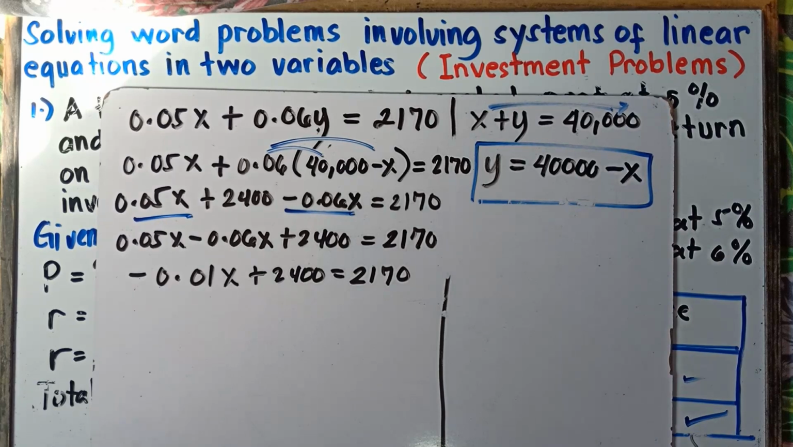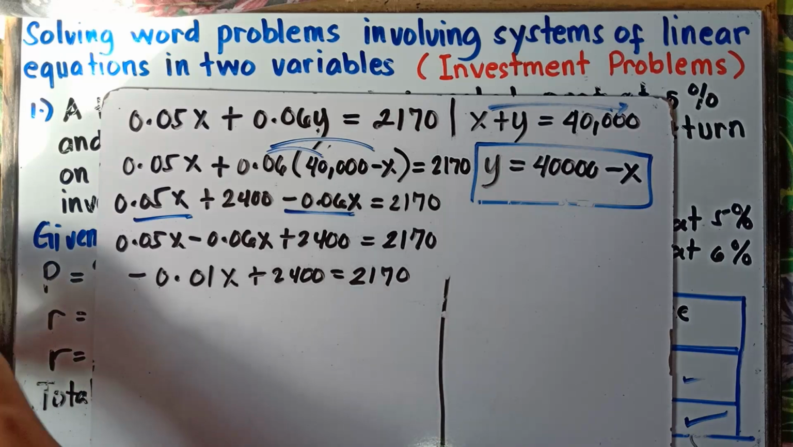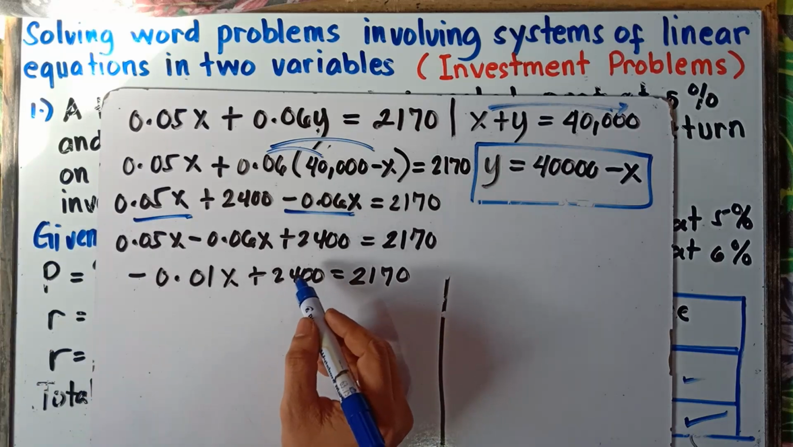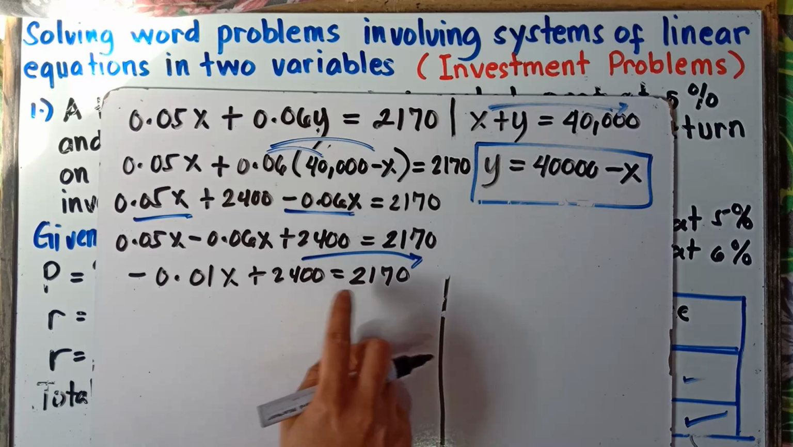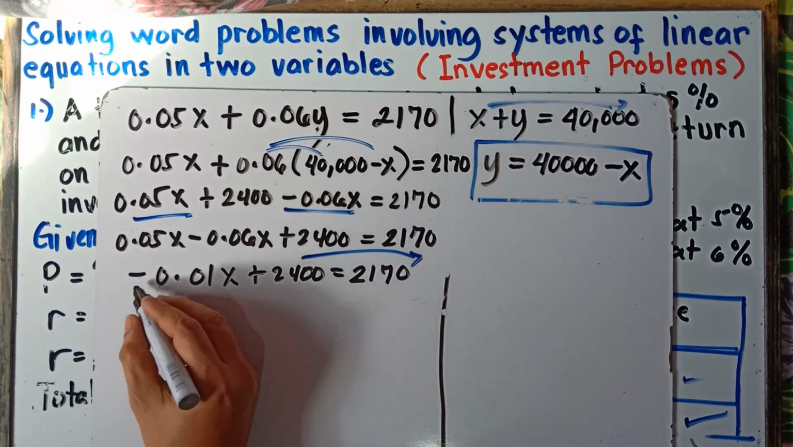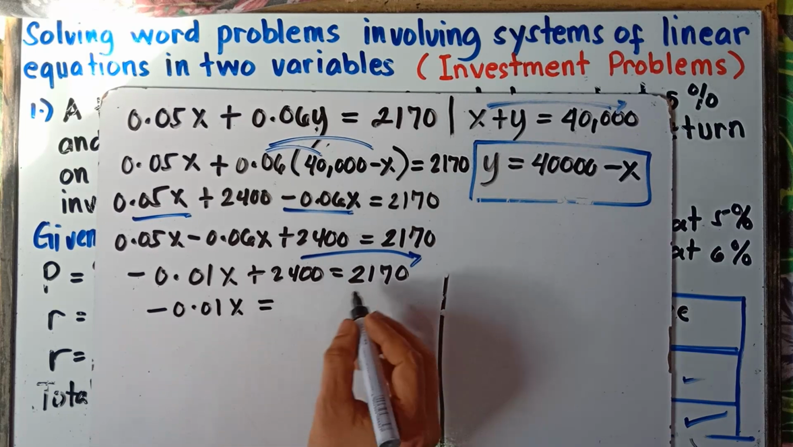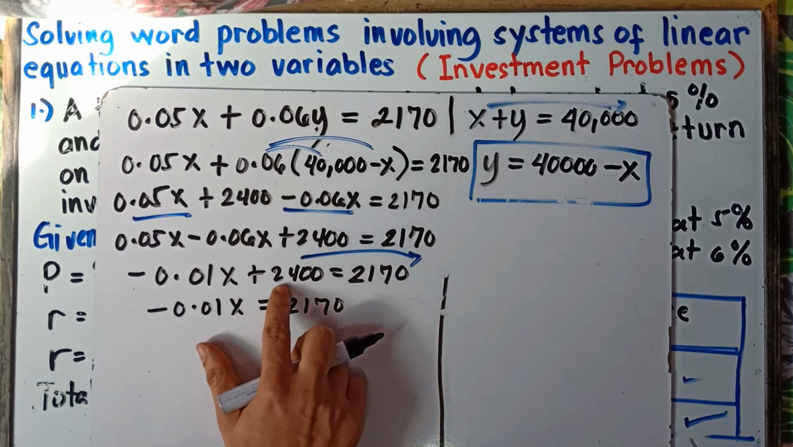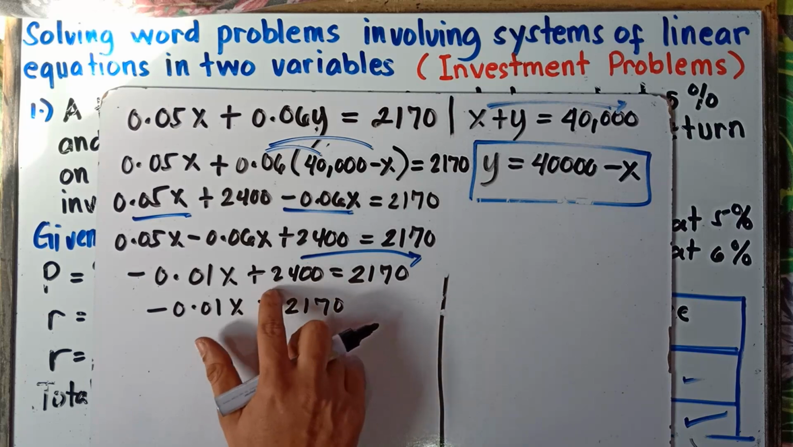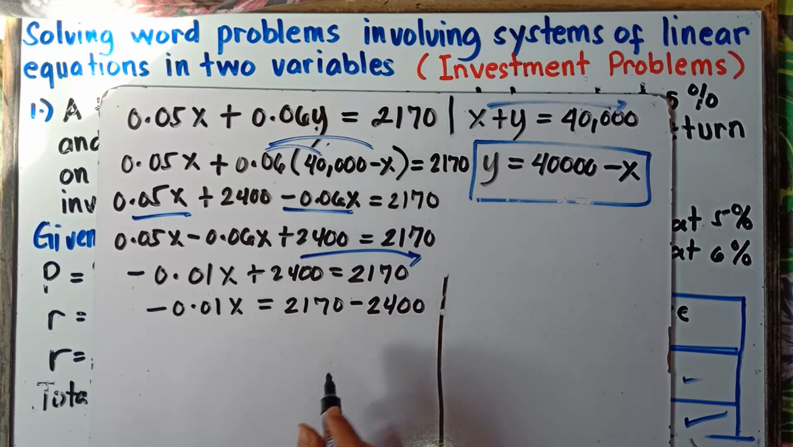Now to get the value of x, class, you can subtract both sides by 2,400, or we can just simply transpose 2,400 from left to right. So this will be negative 0.01x, copy equal sign, copy 2,170. Now we transpose 2,400 from left to right. Once you transfer, you change the sign. This is positive, it will become negative 2,400. Simply subtract this one.